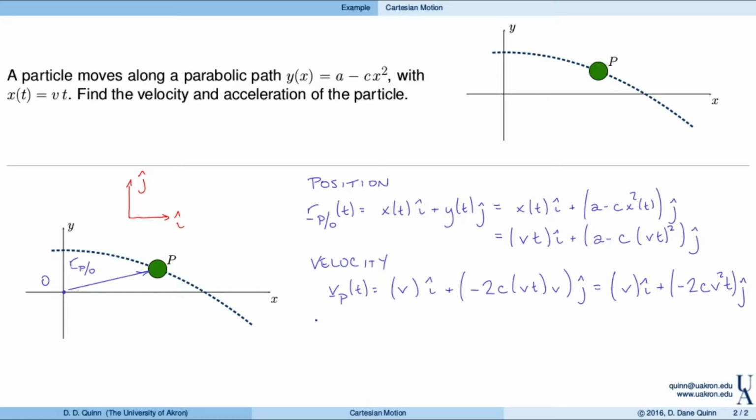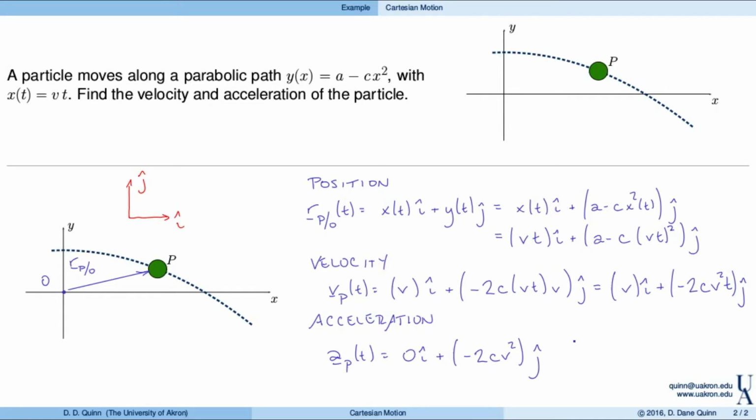Looking at the acceleration, well, the acceleration is just the derivative of the velocity. So we'll do that whole procedure again and find that the acceleration of P as a function of time, well, in the i direction we have 0 because the velocity in the i direction is constant. And then in the j direction we have minus 2c v squared.